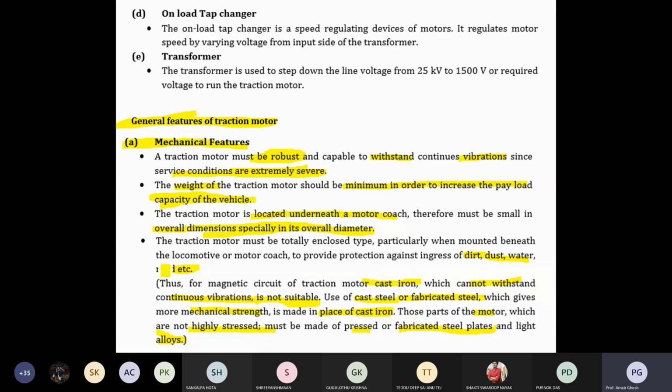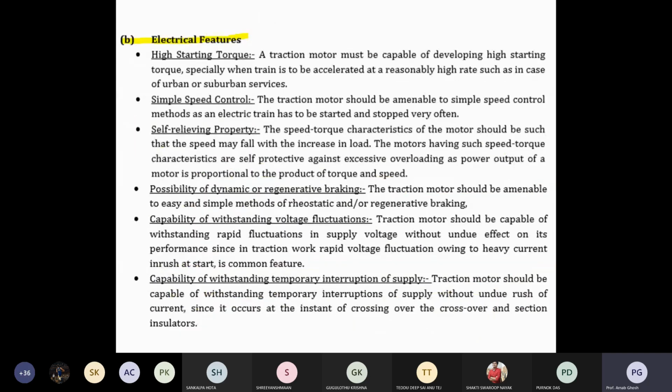So you have to choose the motor in such a manner that it follows the mechanical features required for traction. Now we have to think about the electrical features. What are the most suitable electrical components or electrical features needed for the traction motor? First we need to know about the selection of the motor. Selection of the motor means the traction motor should have good starting torque, that is, high starting torque. The traction motor must have a few important points.